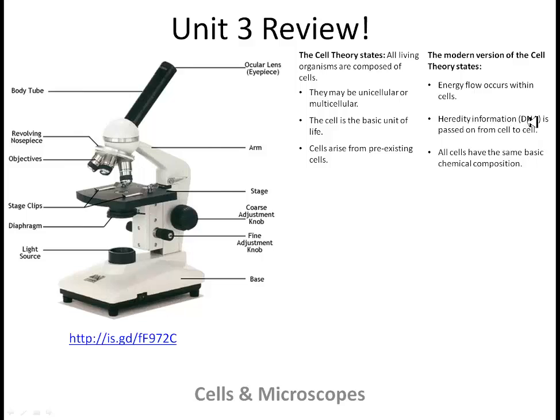Heredity and information. The DNA is passed from one cell to another. All cells have the same basic chemical composition. So if you're a unicellular creature, you've got to be able to do the same thing as a multicellular creature. Maybe not as specialized, maybe not as well, but you've got to be able to do everything a multicellular creature can do just by using your organelles.